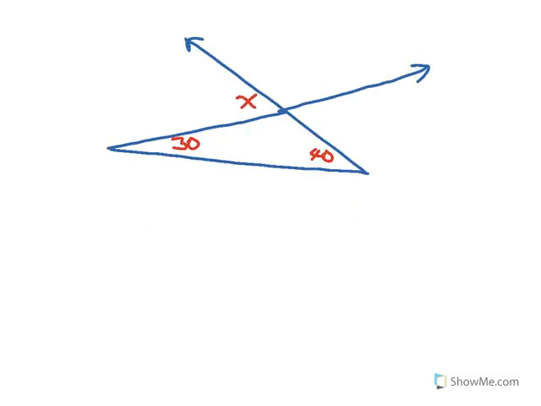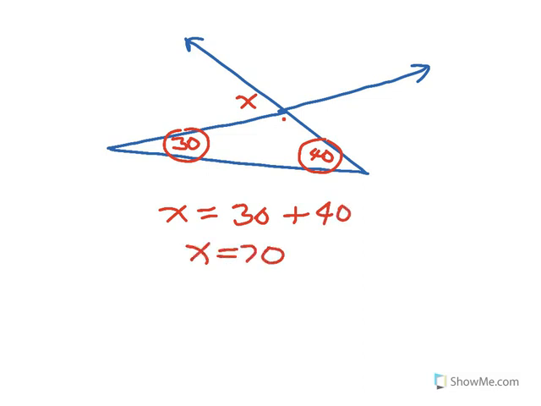So in this diagram we need to find the value of x, and I can see that x is adjacent to this angle here, and it is an exterior angle to the bottom triangle. So x is going to be equal to the sum of the two remote interior angles, the 30 and the 40. So x is 70 degrees. The exterior angle is 70 degrees. And it's as simple as that.